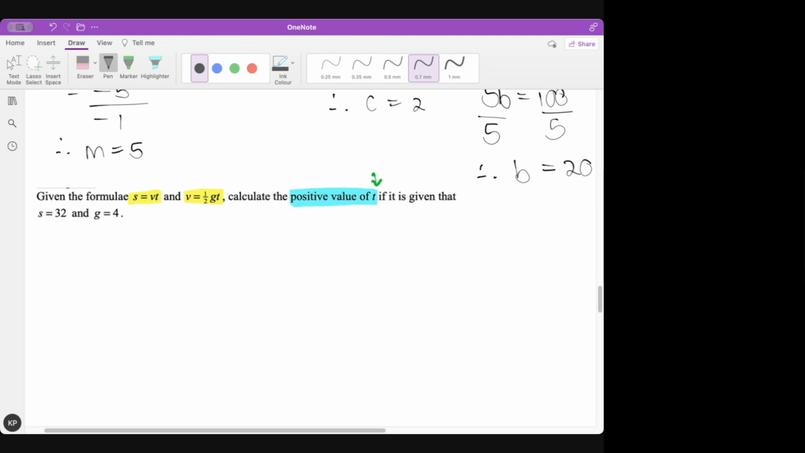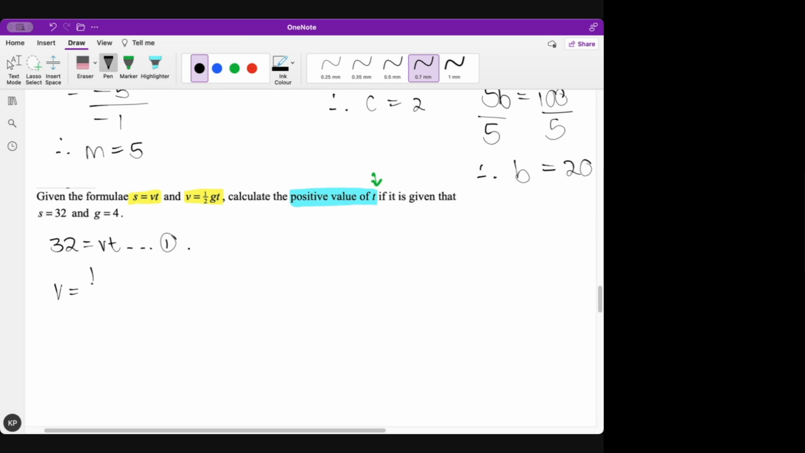I have two formulas, but I'm going to substitute S and G. Now, simultaneous, Alice, is very tricky because you don't have the same variables here. But it is going to end up being simultaneous after we substitute. So I'm going to substitute S. So 32 is equal to Vt, and that'll be my first equation. Another thing they gave us is G, which we have in my second formula.